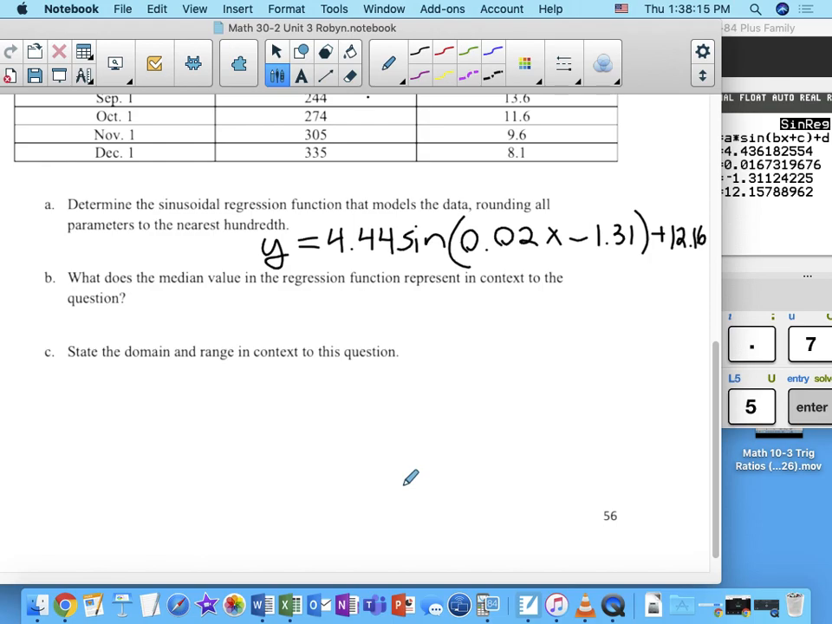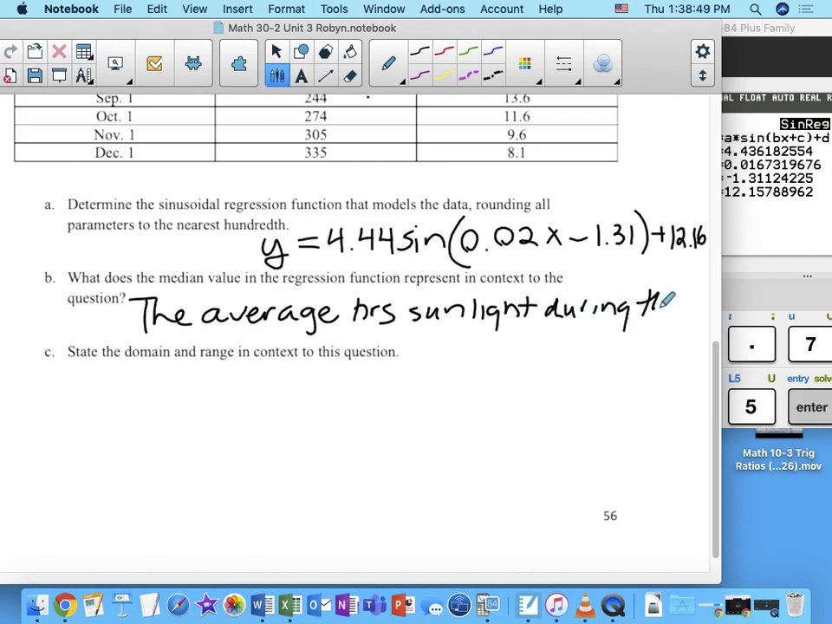What could you say about red deer and sunlight? And the 12.16, what word would you use? Average. Yes. Okay. The average hours of sunlight during the year is 12.16 hours. Okay? Now, domain and range.